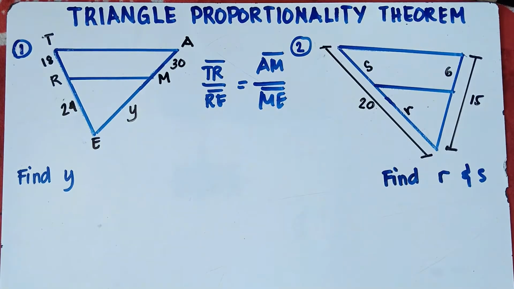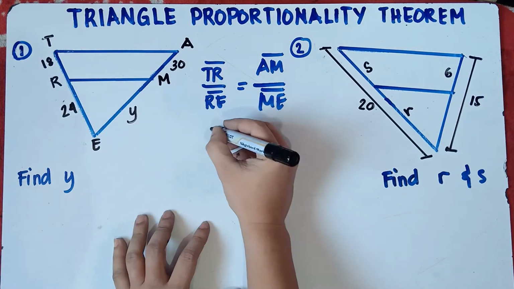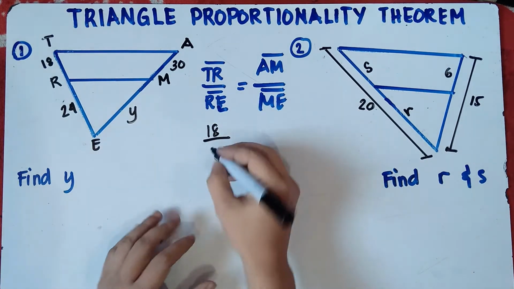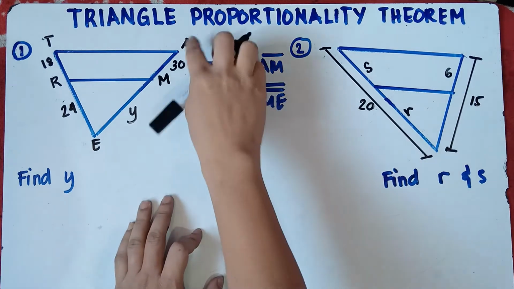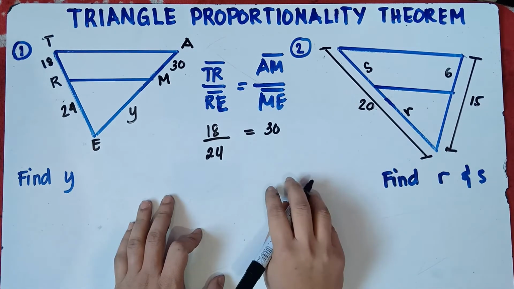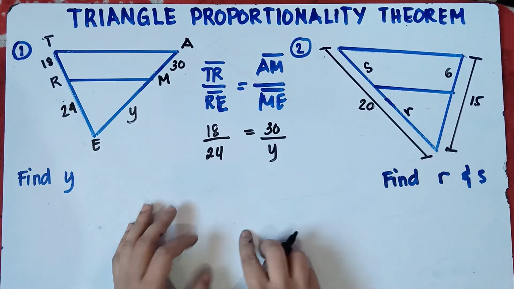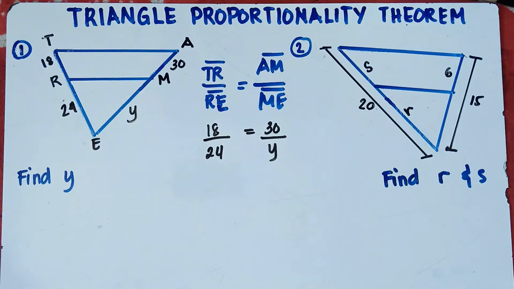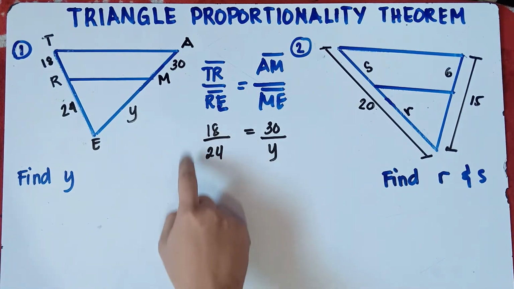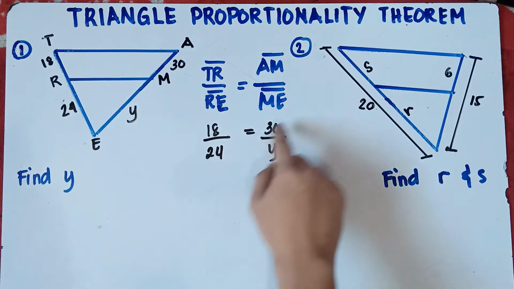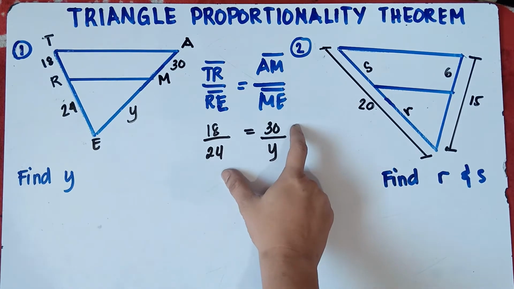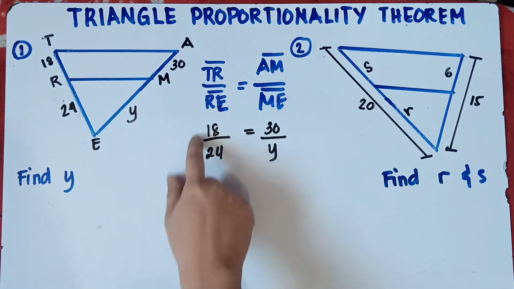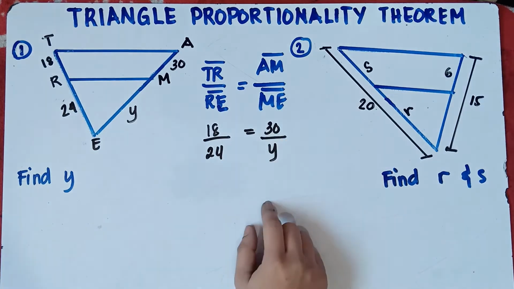Just make proportions. TR is 18 over RE, which is 24, so 18 over 24 is equal to AM, which is 30, over ME, which is Y. You're told to find Y. Once again, class, before doing the cross multiplication, especially if you have large numbers in the fraction, you always check if you can reduce. Imagine, class, you multiply 24 and 30. These are large numbers. So before doing the cross multiplication, you always check the fraction, this 18 and 24, if you can reduce.